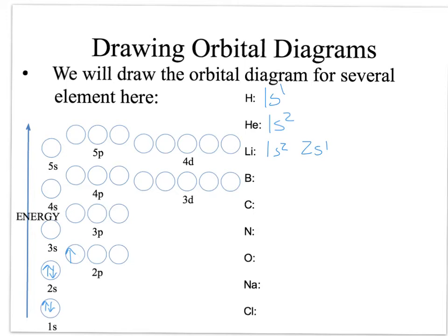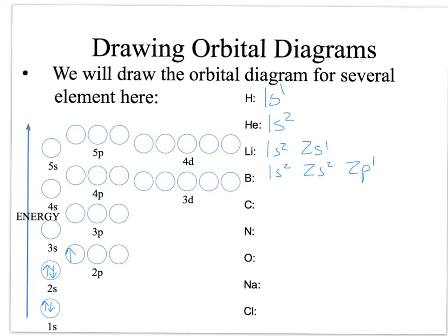Boron has 5 electrons, so we get to fill all of the 1s orbital, all of the 2s orbital, and then we get to put 1 into the 2p orbital, and it would be written like this. 1s2, 2s2 for the 2 filled s orbitals, and then 2p1 to represent the 1 electron in the 2p.